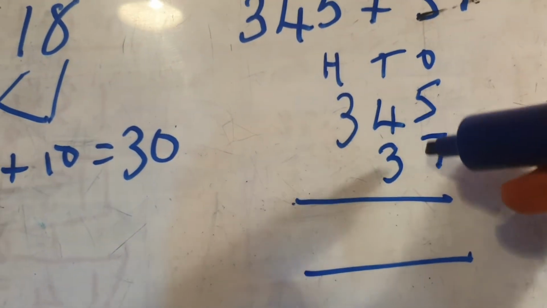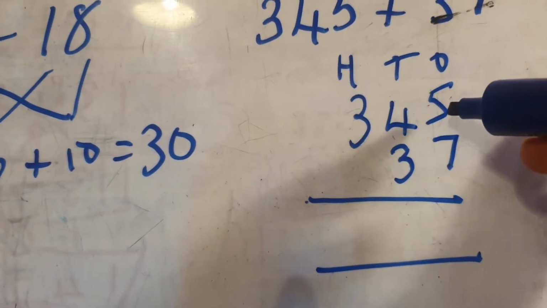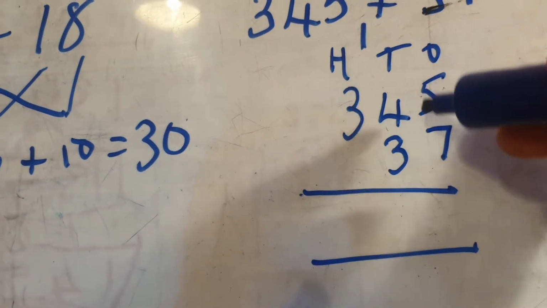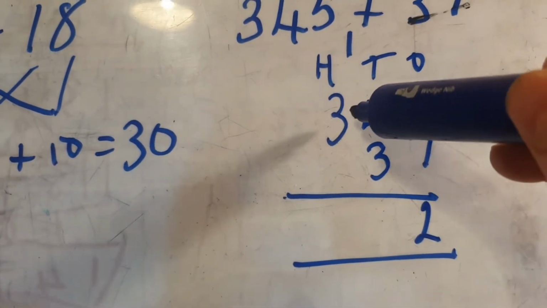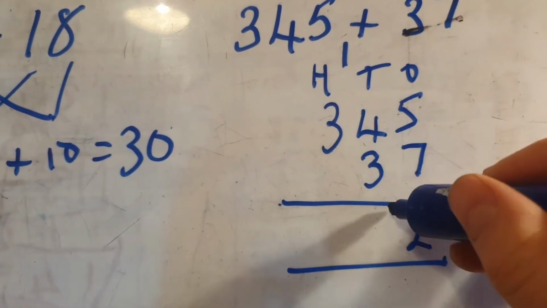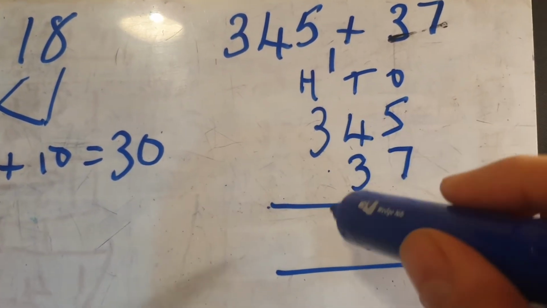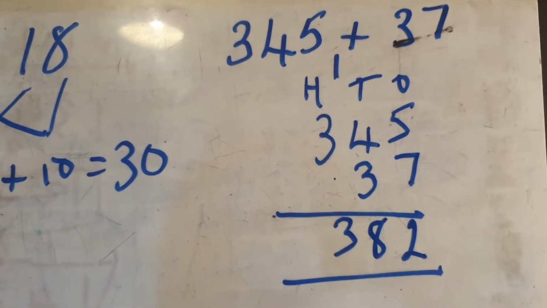And then we've got 5 add 7, or 7 add 5, which is 12. So we'd put our 1 in the tens column and our 2 down here. And now we've got 4 add 3, which is 7, add 1, 8. And 3 add nothing is 3.